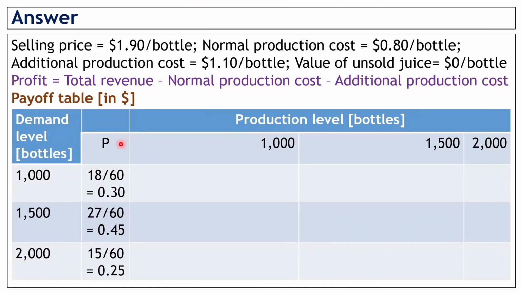The probabilities for the demand quantities are calculated by taking the number of days for that demand quantity, like 18, divided by the total number of days, which is 60. We do that also for the other demand quantities as displayed in the table. When the demand quantity is the same as the production quantity, 1,000 bottles, then all the units produced will be sold. The profit computation is as follows. In this case, we'll not have any additional production nor unsold juice.